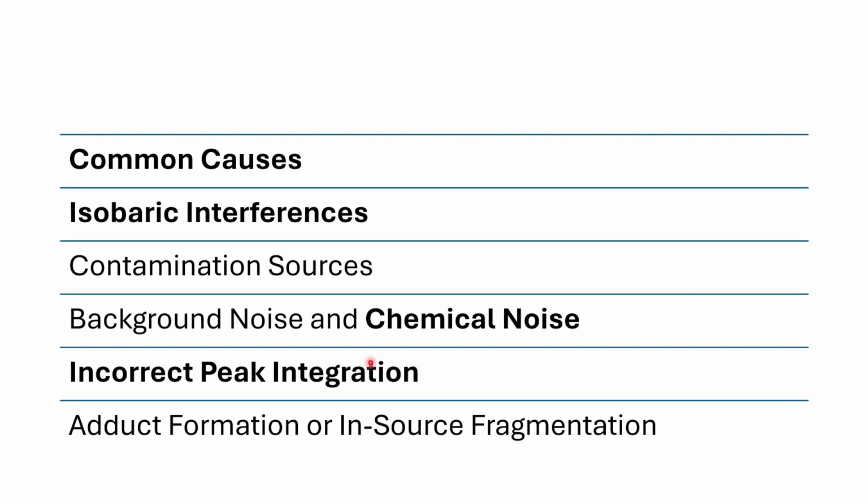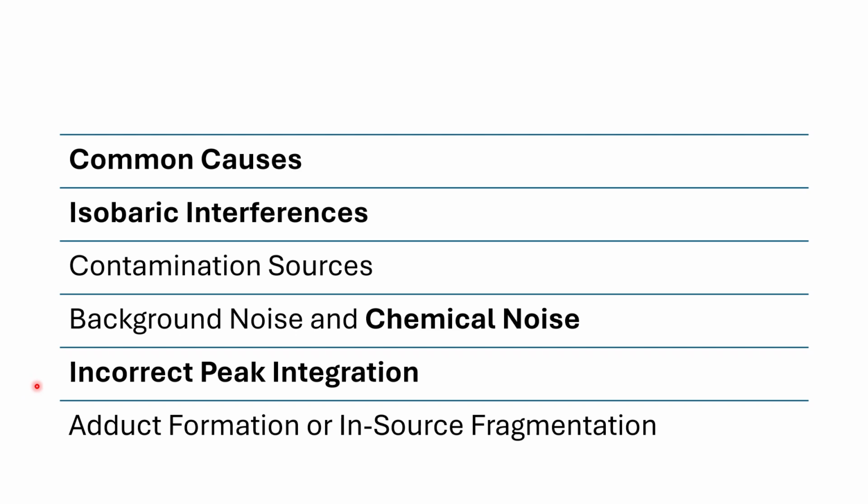Third is background noise and chemical noise. Now, background noise and chemical noise from the matrix can be misinterpreted as analyte peak, especially near the limit of detection. Polymeric interferences from plasticizers or pump seal materials are common offenders.